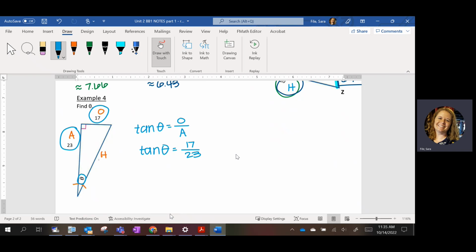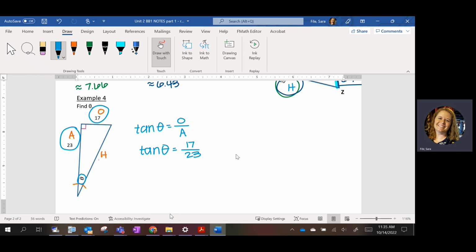I could get 17 over 23 as a decimal, but that's not my answer. That's tangent of theta. I want just theta. I don't want tangent of theta. So how do I get that theta by itself?